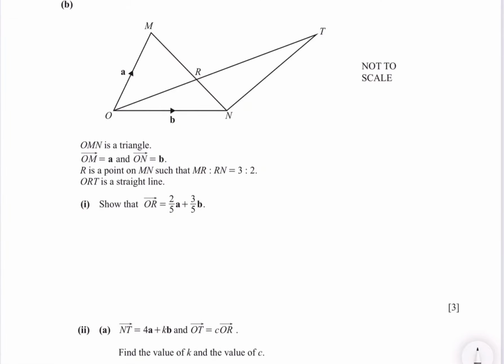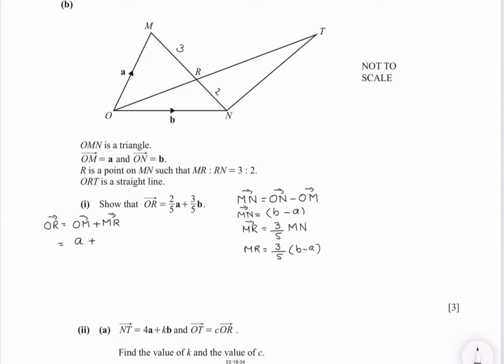In part B, show that OR equals 2 over 5 A plus 3 over 5 B. So you mark 3 and 2 on the diagram, and OR equals OM plus MR. OM is A, MR is, you have to find MN first. MN is ON minus OM, which means B minus A. So MR is 3 over 5 of MN, which means 3 over 5 of B minus A. So put this value here.